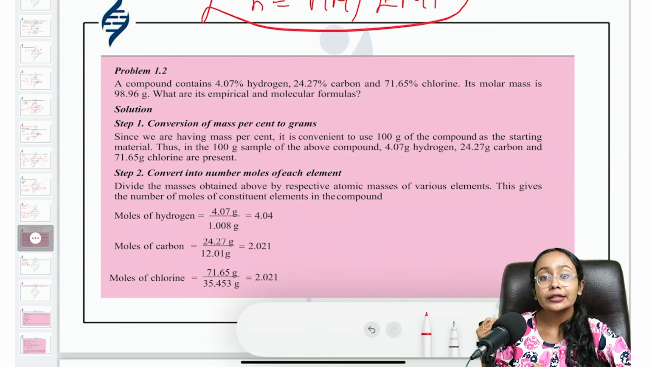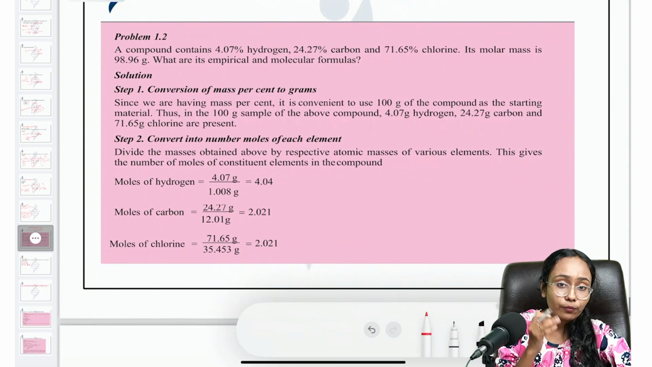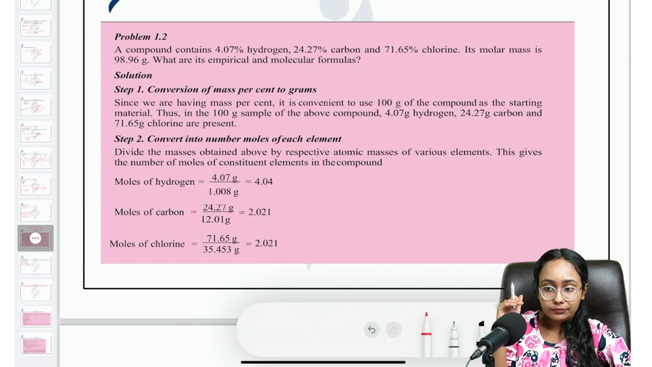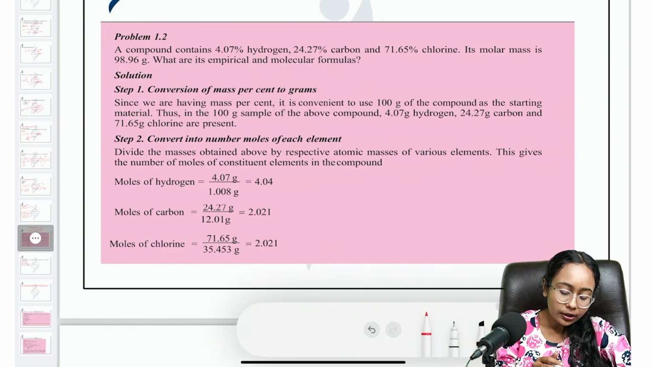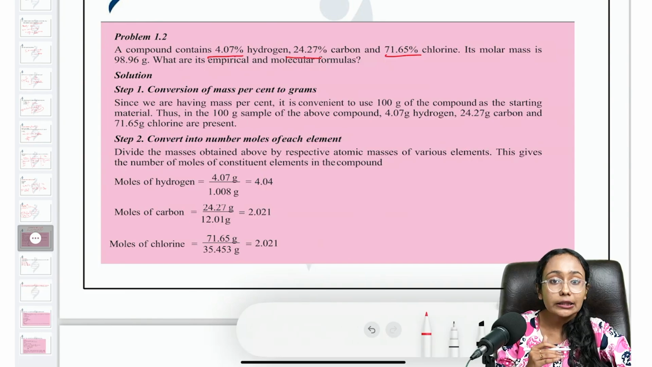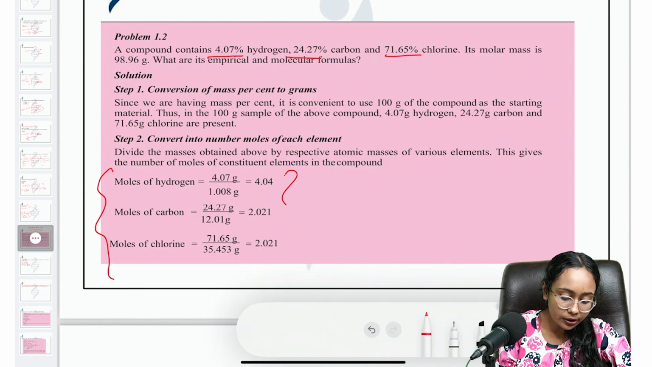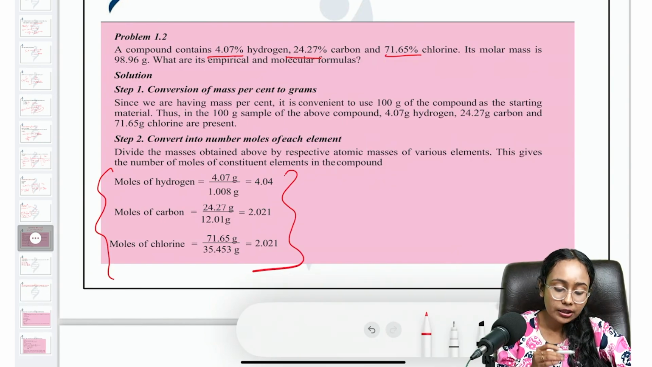So first we are going to find the empirical formula. Empirical formula means we need to know the number of moles, right, or the n value, the whole number. So divide the masses provided here, 4.07, 24.27, 71.65 with the molar mass. We are going to find the number of moles n. So divide the given mass, check the step given here. Divide the given mass by its molar mass.